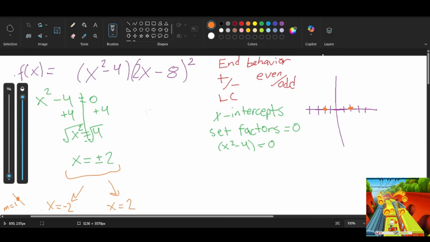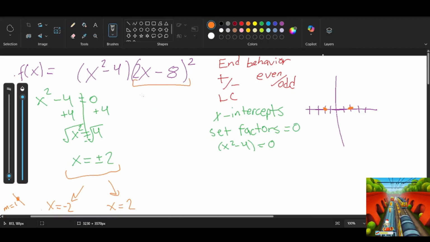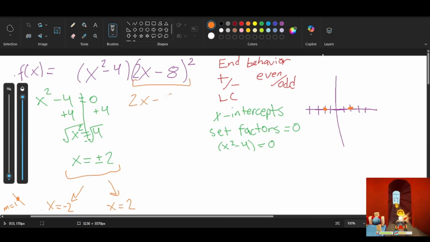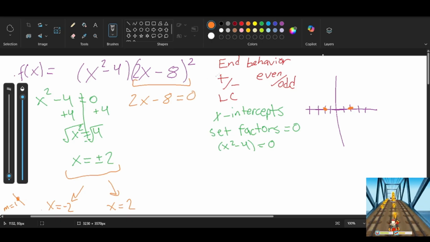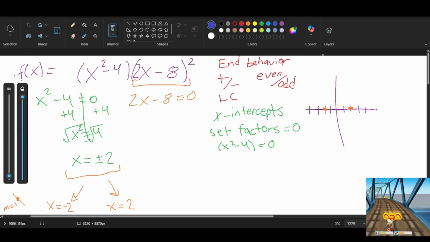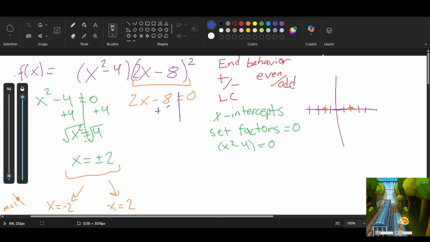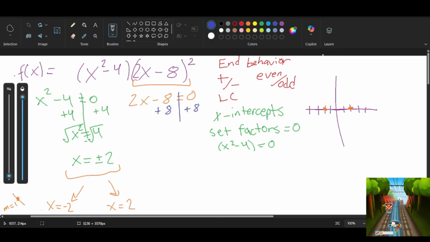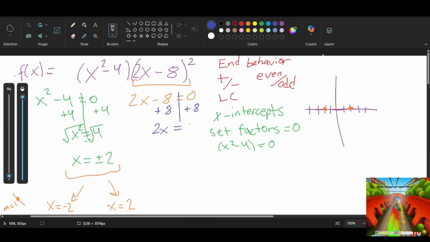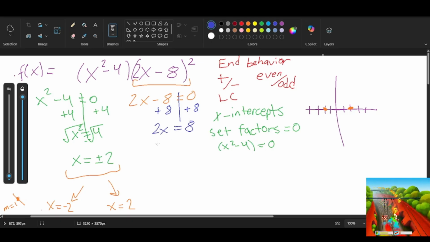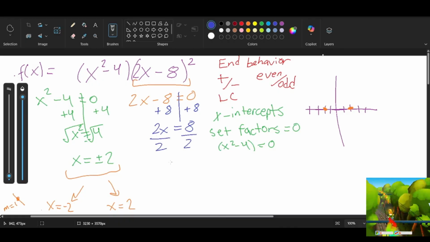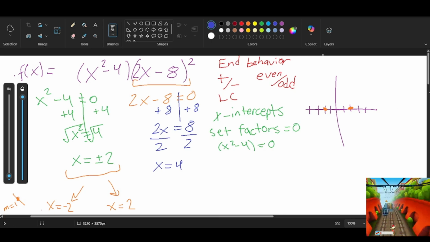So I still got to find the x-intercepts here. I have 2x minus 8 equals 0. Let's swap colors again. I got to solve that for x, so I'm going to add 8 on both sides. I get 2x equals 8. Again, I need x by itself, so I have to divide by 2. I get x equals 4. So I have another x-intercept on my graph at x equals 4.